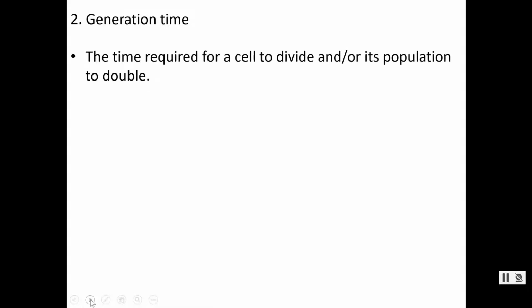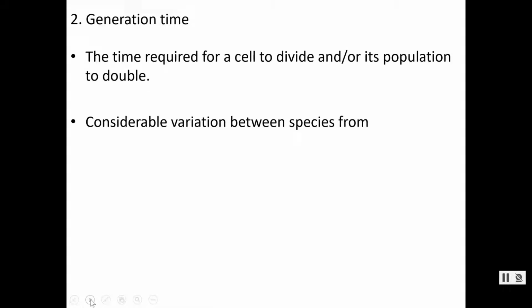All right, so let's do the vocabulary that I started to introduce earlier. The time it takes to go from one cell to two cells is called your generation time. So it's the time it takes for a cell to divide, or you can also think of it as its population is doubling. In that original slide that we were looking at, 30 minutes was the generation time for that particular bacteria.